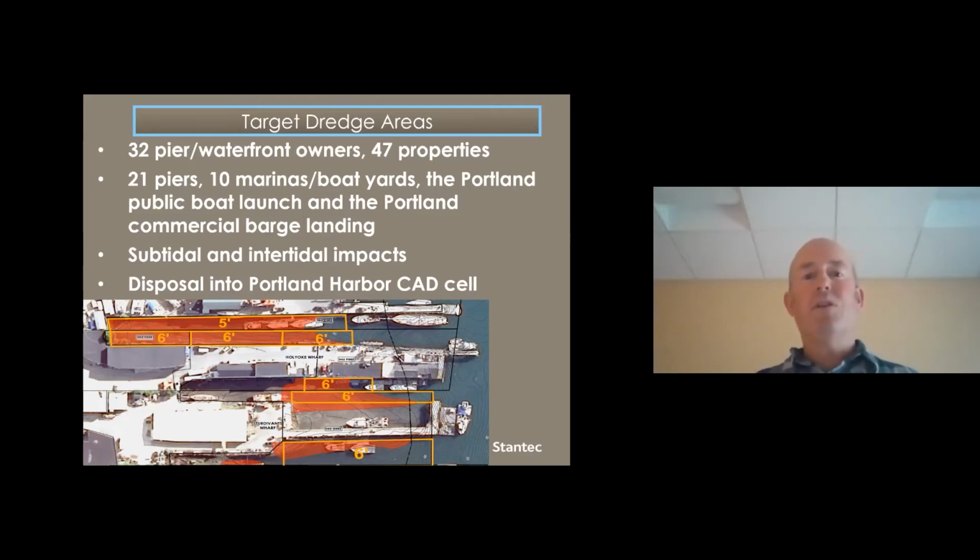So we're looking at 32 different owners, 47 individual properties, 21 piers, 10 marinas, the Portland Public Boat Launch, and the Portland Commercial Barge Landing. And as I mentioned previously, some of these areas are literally intertidal now, so that was another slight hurdle in the permitting, where you're dredging in intertidal areas, you're converting to subtidal, so that's considered an additional impact that we had to work through with the permitters. And all of this material is being disposed of into the Portland Harbor CAD cell.